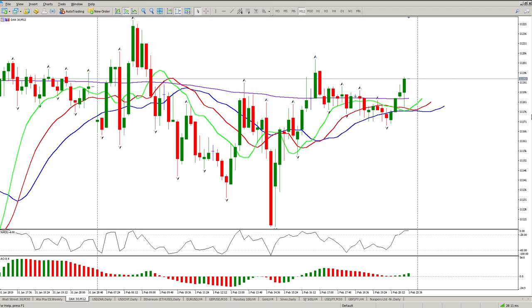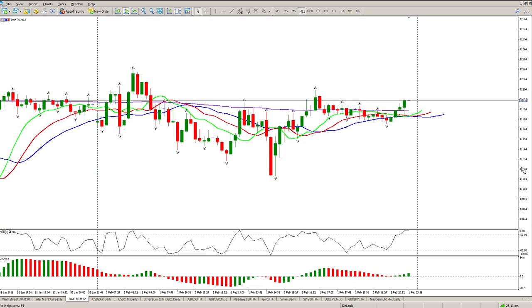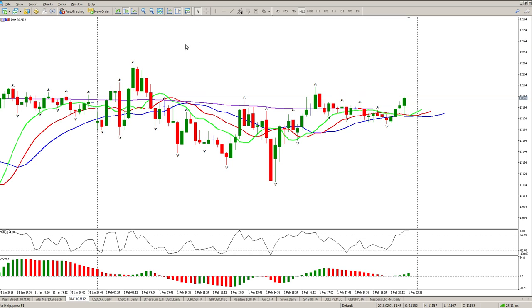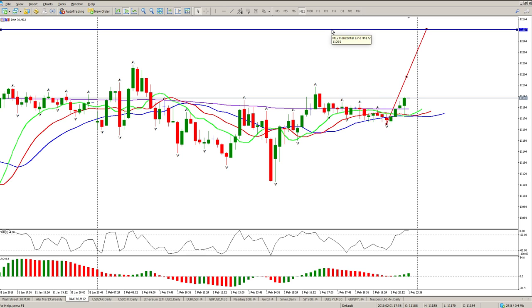Let's just focus on the short term. And for me, the short term is up. Looking for the second move here. There it is there. And I'm looking for 11,255 or 11,250. That's kind of what I'm looking for.